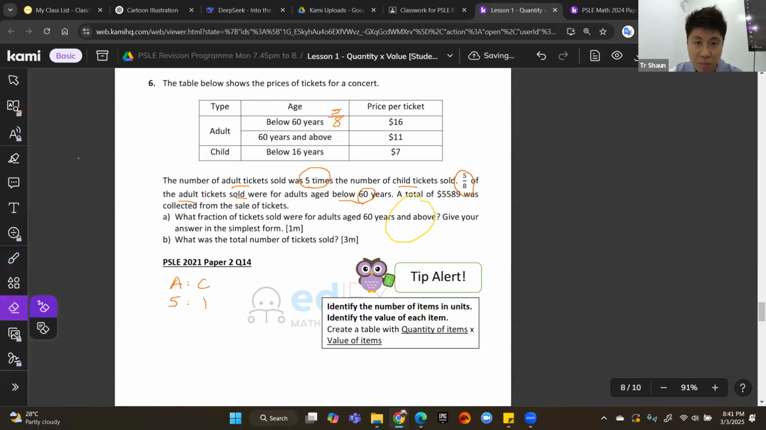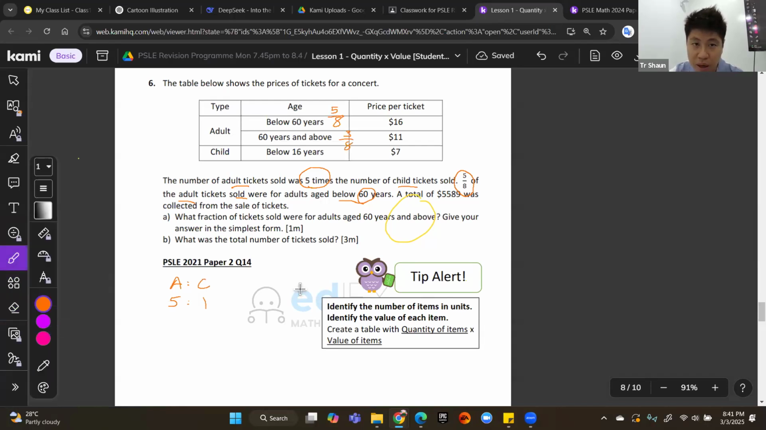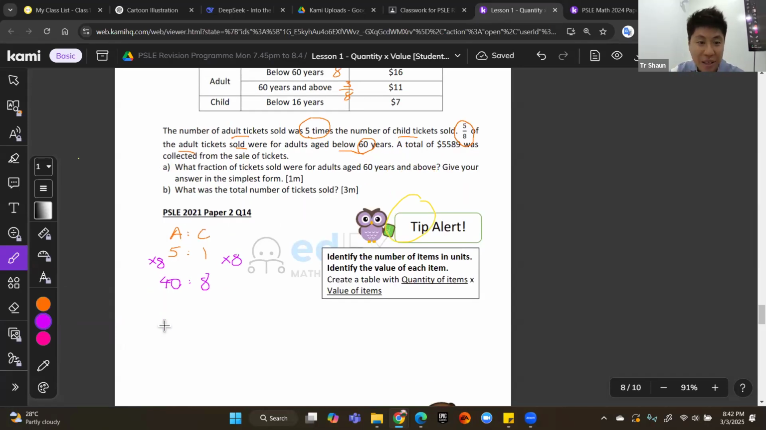Okay, so 5/8 is below 60 and 3/8 is above 60. So you see how many units they altogether have? They have 8 units, right? But here the adults only 5. You can see the ratio here. The adults only 5, so I cannot work with that. So what I want to do is I want to times 8. Okay, so when I times 8, I now have 40 units. Now my 40 units, I can divide by 8.